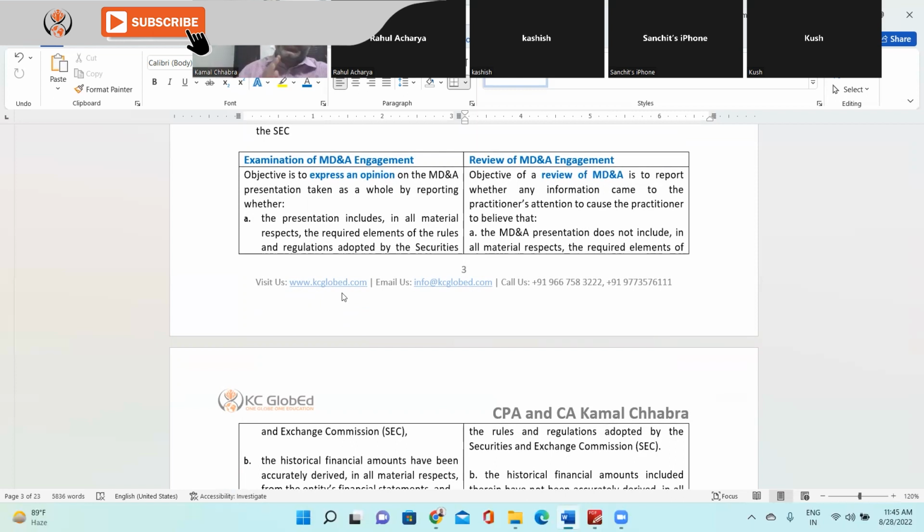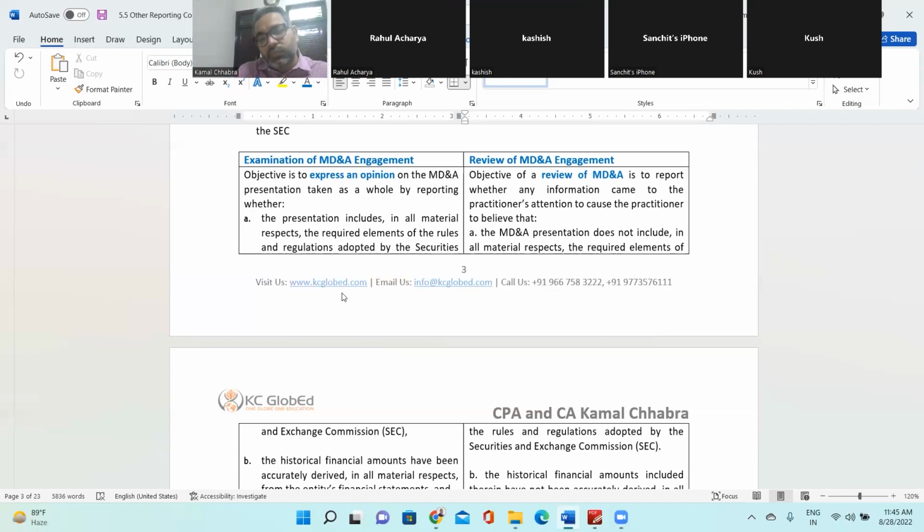So you'll be following attestation standards. What are the attestation standards? SSAE. SSAE is absolutely right. So if they have involved you in the examination of the MD&A, then you will be following SSAE and performing an examination engagement in addition to the audit of the financial statements. Only those auditors who are conducting the audit of the financial statements can be appointed for the examination or review engagement. No other auditor can be appointed for an examination or review engagement of the MD&A, right?